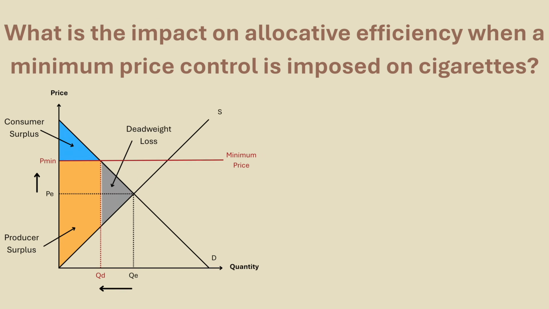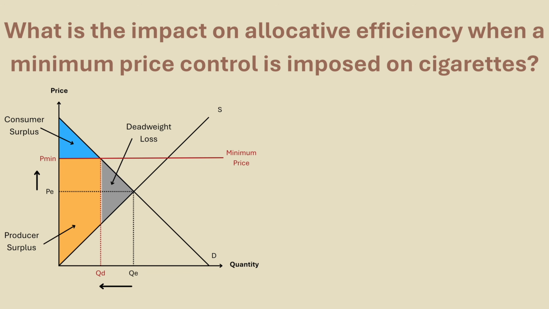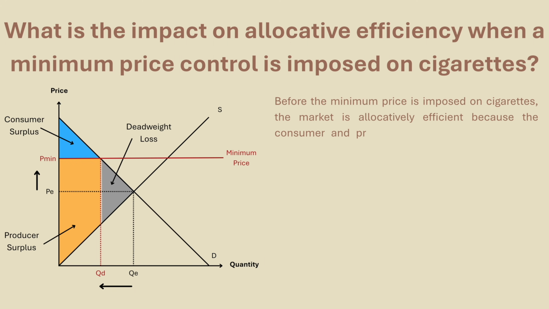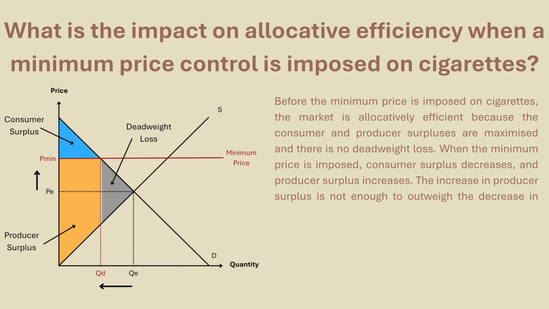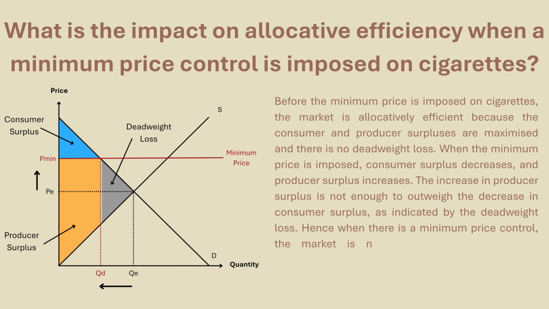What is the impact on allocative efficiency when minimum price control is imposed on cigarettes? Before the minimum price is imposed on cigarettes, the market is allocatively efficient because the consumer and producer surpluses are maximised and there is no deadweight loss. When the minimum price control is imposed, consumer surplus decreases and producer surplus increases. But the increase in producer surplus is not enough to outweigh the decrease in consumer surplus, as indicated by the deadweight loss. Hence, when there is a minimum price control, the market is not allocatively efficient. Total surpluses are not maximised and there is a net welfare loss.